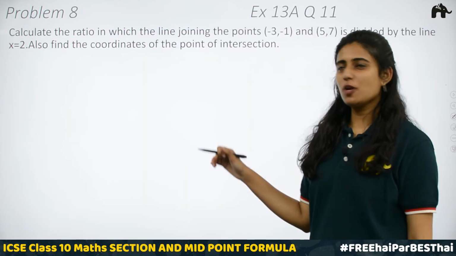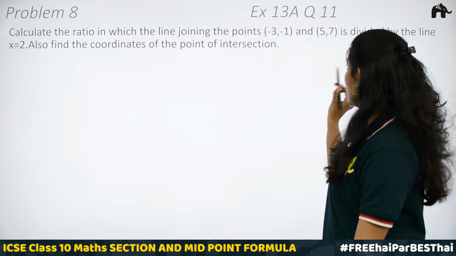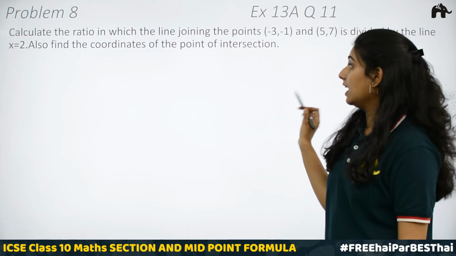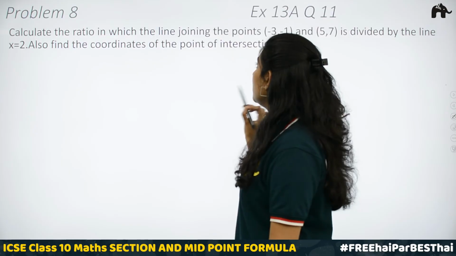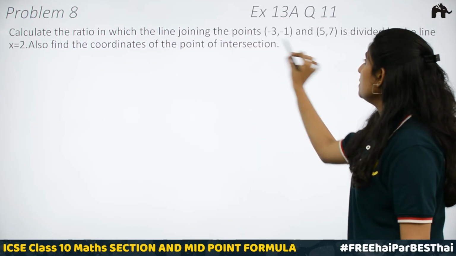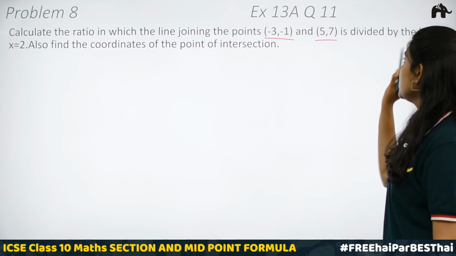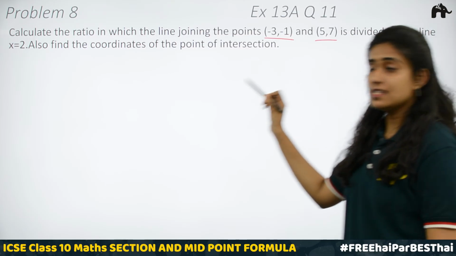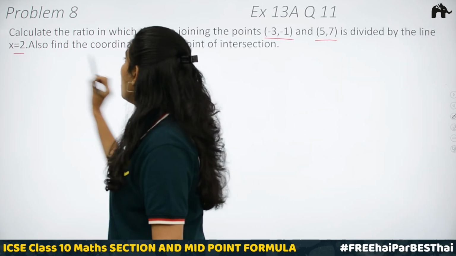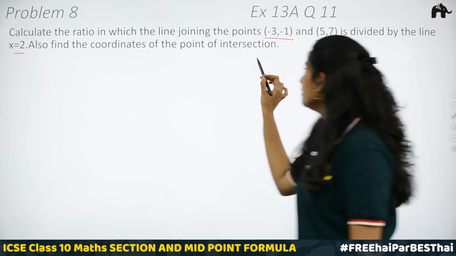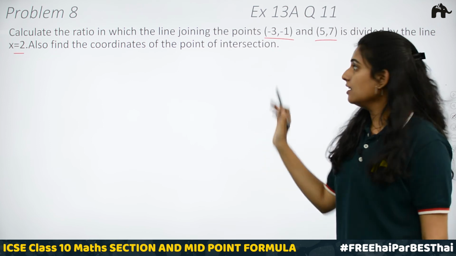Here we have the last problem for today, problem 8, question 11 of exercise 13A. Calculate the ratio in which the line joining the points (-3, -1) and (5, 7) is divided by the line x is equal to 2. Also find the coordinates of the points of intersection. Clear? Is the question clear?